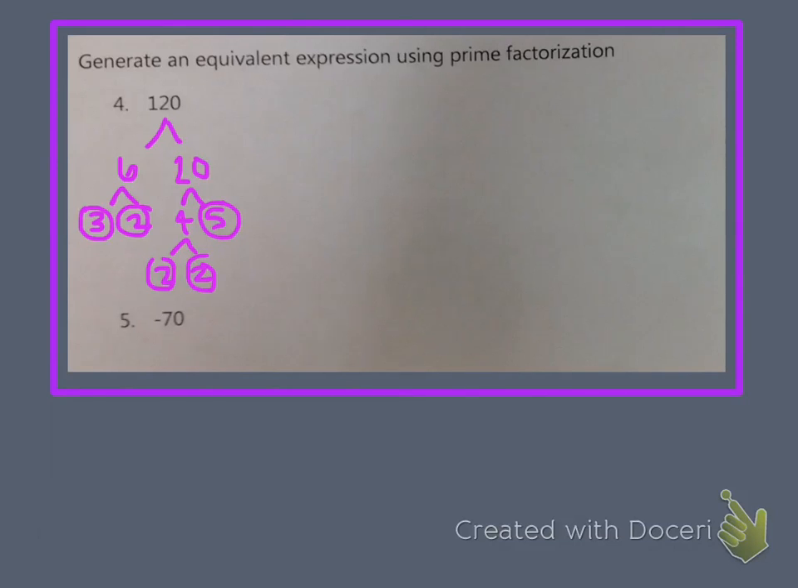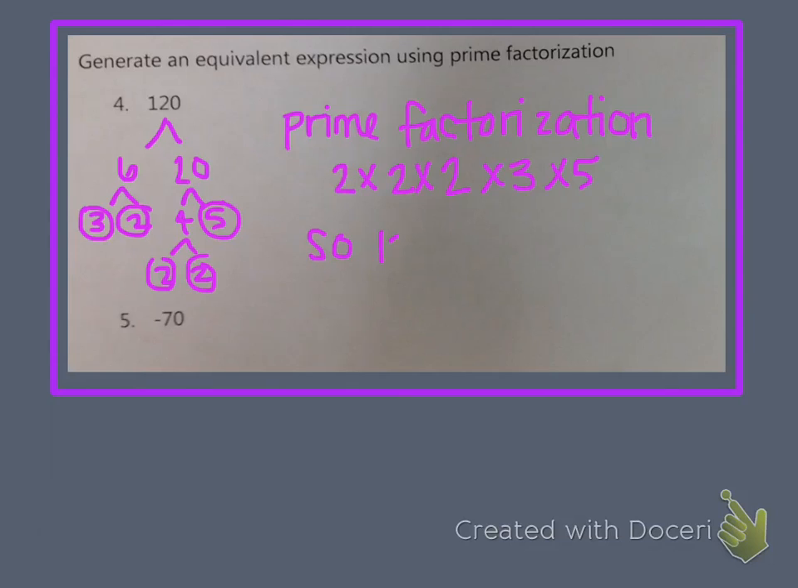This is what you should have gotten on your factor tree. And then let's talk about prime factorization. So we have this thing called expanded form. That means we take all of our circled numbers, and we multiply them times each other. So 2 times 2 times 2 times 3 times 5.